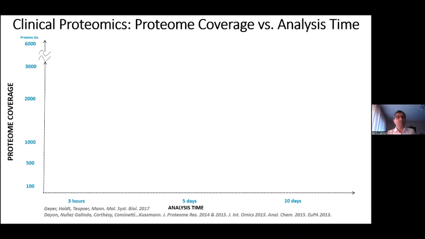Now, let me just spend a few minutes on clinical proteomics. What does it mean in practice in terms of proteome coverage and analysis time? So the ideal sample you would take is minimally invasively accessible. So we talk about blood essentially, or urine also. To some extent, you can also look at cerebrospinal fluid, CSF. And the ideal sample would give you many thousand proteins in a very short time.